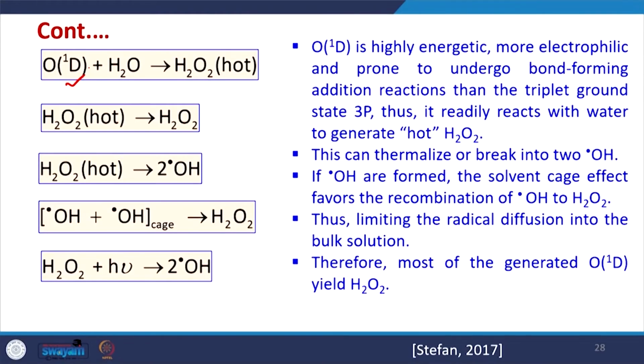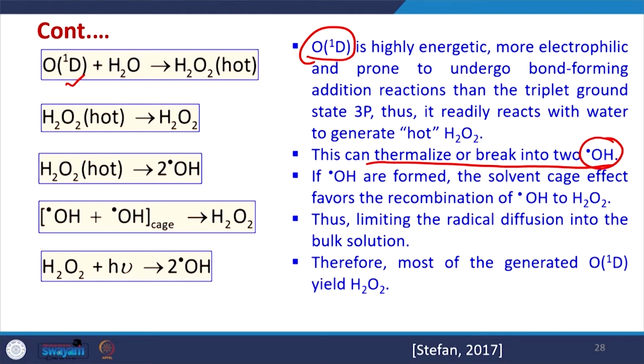Now, out of these, O1D is highly energetic and more electrophilic and more prone to undergo bond formation and addition reactions than the other species which are getting formed. So, this particular species is more active in degrading the compounds. This can thermalize or break into 2 OH radicals, and these OH radicals can further react with the contaminant.